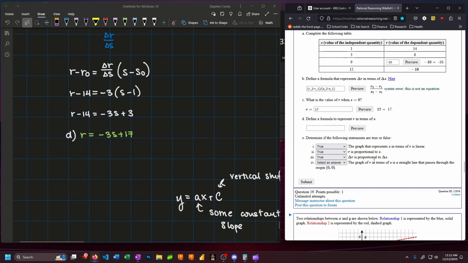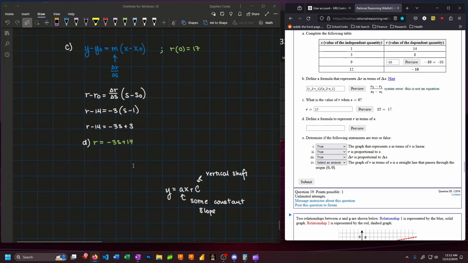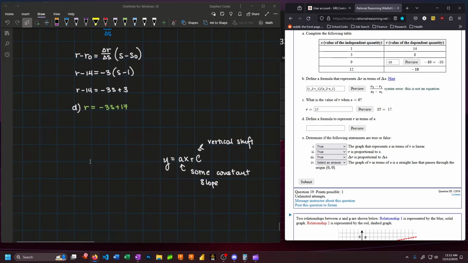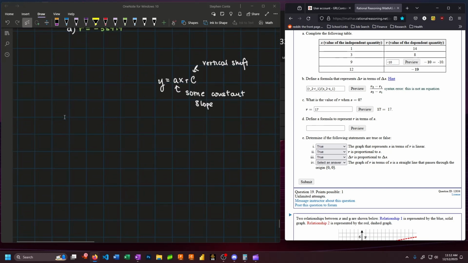Delta r is proportional to delta s, that's also true. The graph of r in terms of s is a straight line that passes through the origin 0, 0. This is not true, right? Because the graph of this function starts at positive 17 and then goes down in a negative slope from there. So it's going to look something like this, right? There's no way for this function, if it extends out infinitely, to pass through the origin 0, 0. So no, this won't pass through the origin.